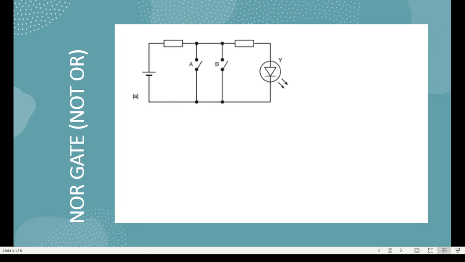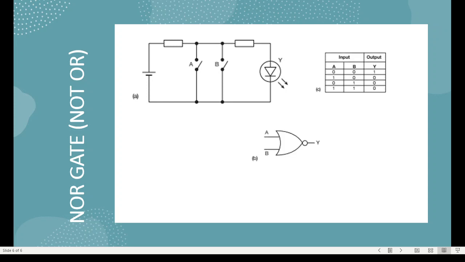Now for our last gate, which is a NOR gate, which means it's a NOT OR gate, what we want to do is to take the switches out of series, right? We're going to put them in parallel to each other, right? This is what an OR gate looks like. Let's look at the truth table, right?